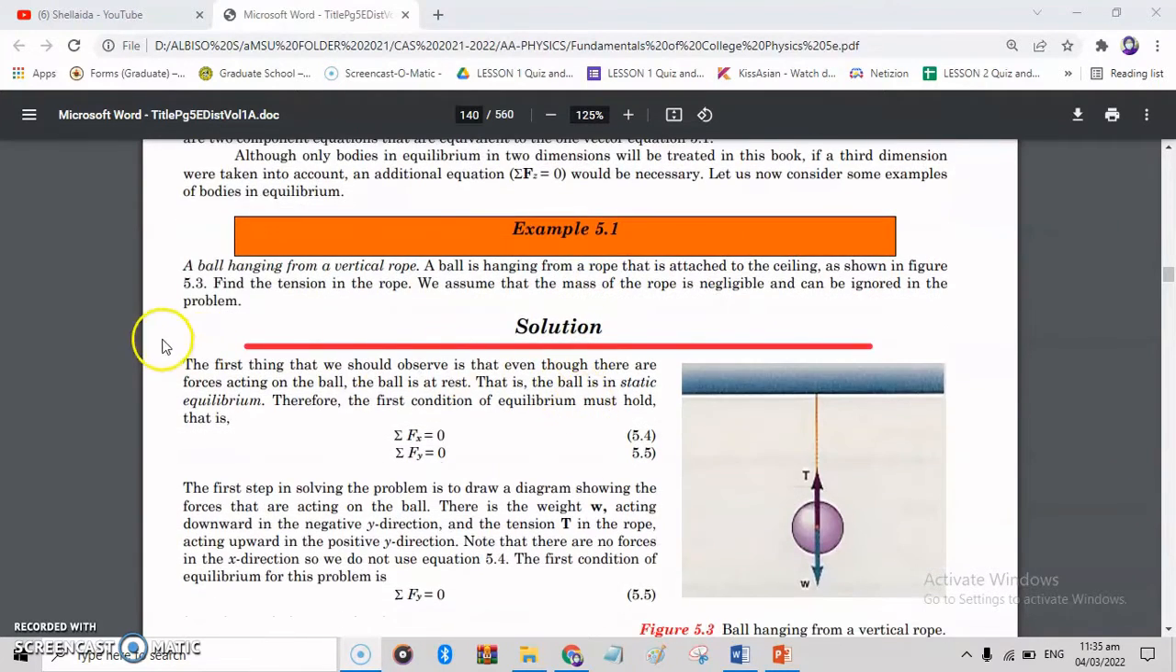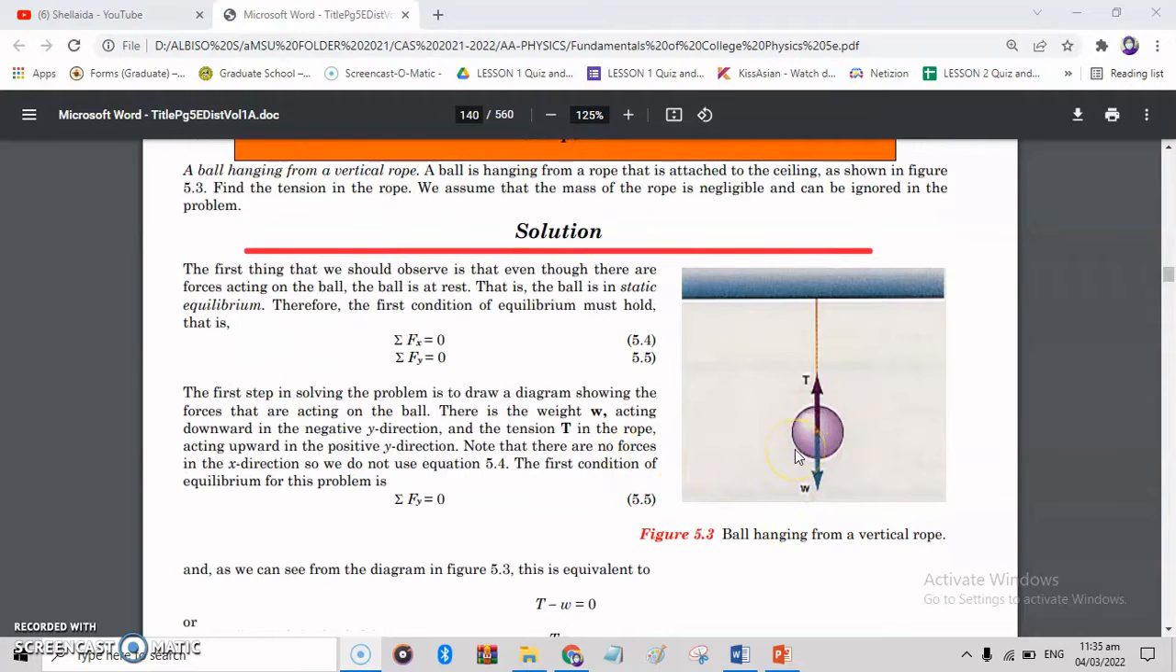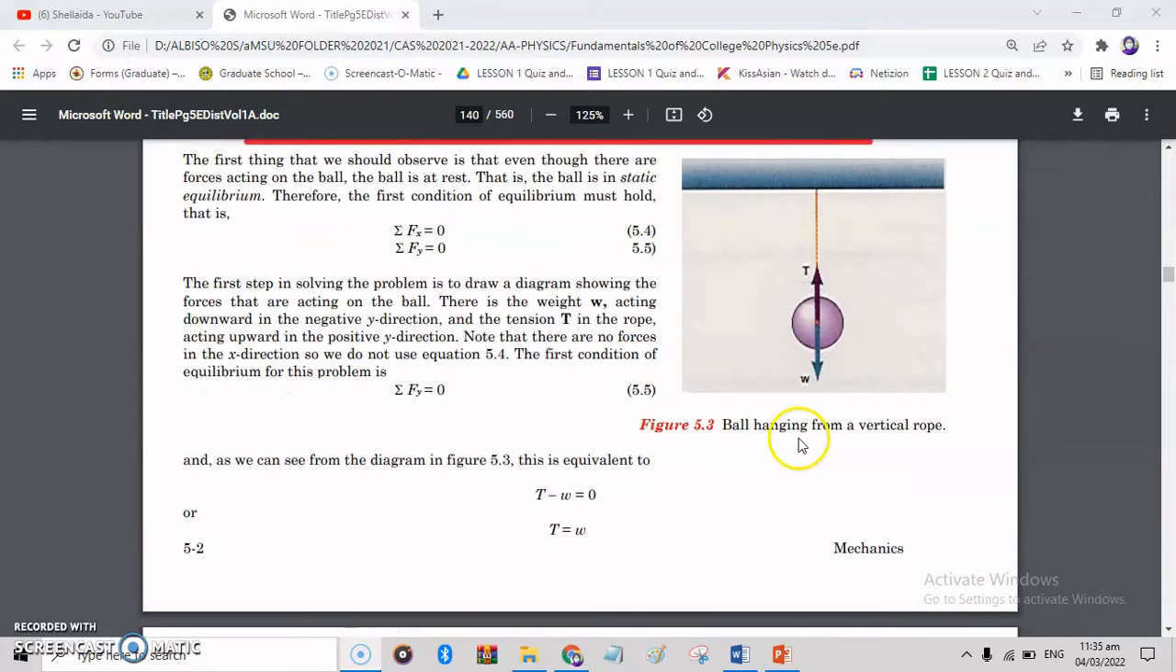Now, example 5.1, a ball hanging from a vertical rope. So there is this ball and a rope. The forces acting on this ball are the tension force because of the rope and its weight. Now the forces along the y-axis is dalawa and then along the x-axis is 0. So we will just consider the forces along the y-axis. What are these? It's T minus W equals 0. So here it is. Pag ilipat mo yung W sa kabila, magiging T is equals to weight.